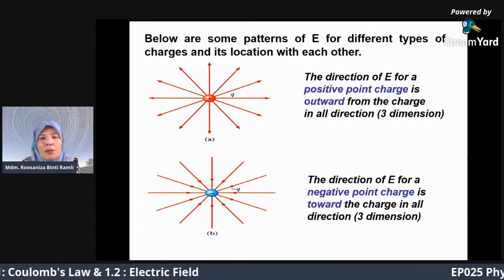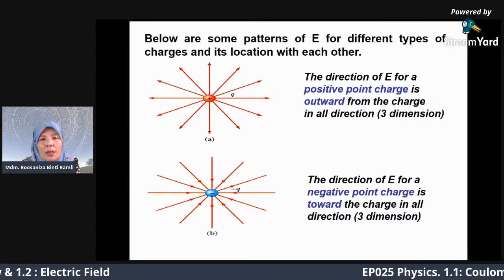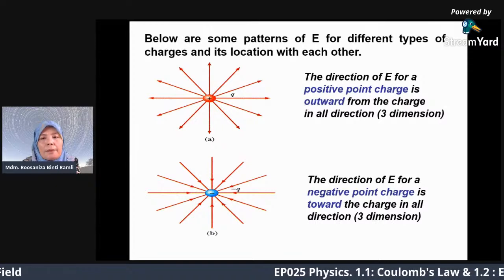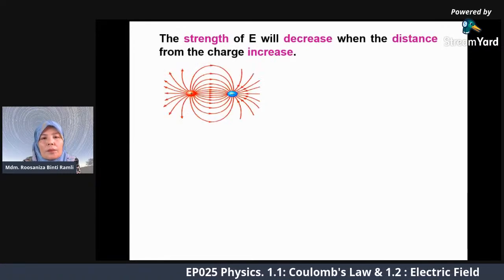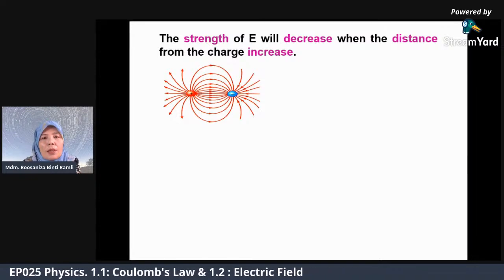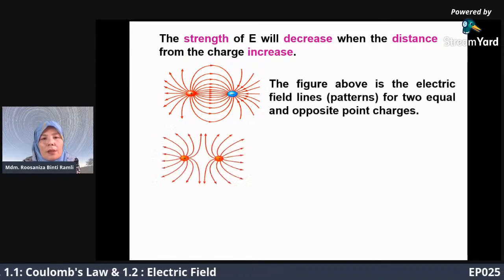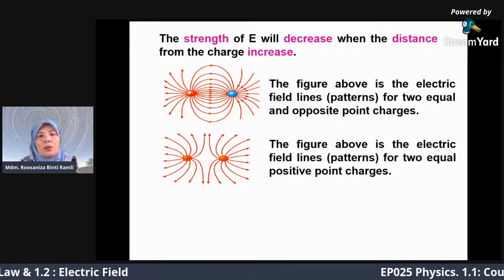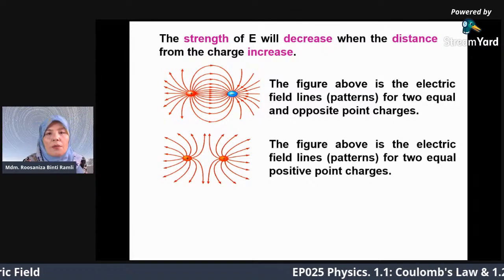This is how to draw the direction of E. The strength of E will decrease when the distance from the charge is increased. You can see how to draw the direction of E.